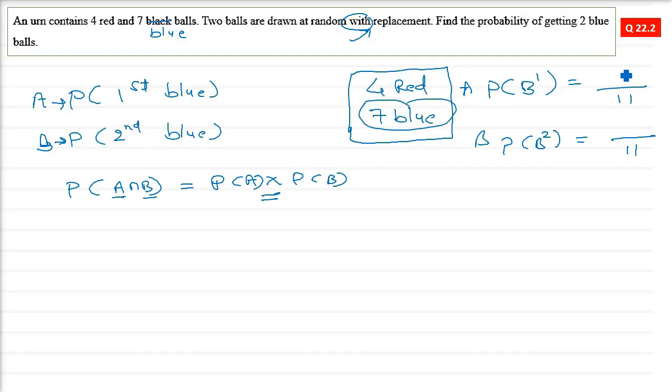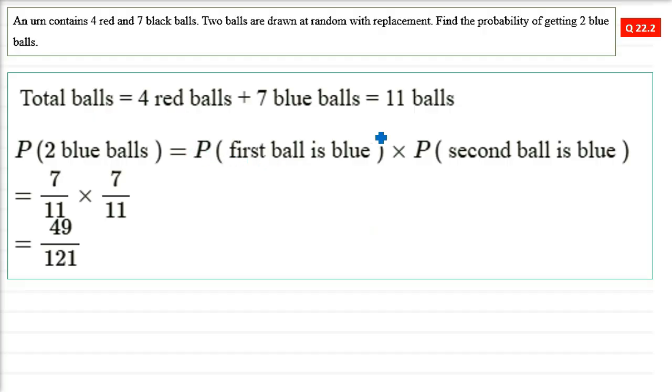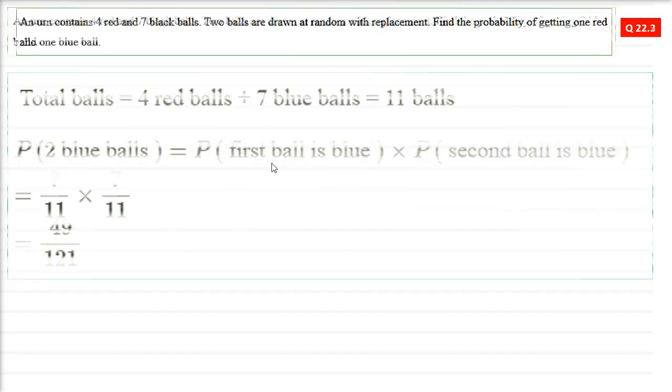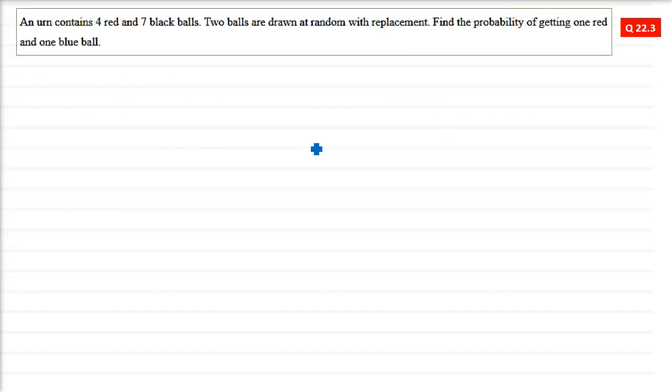So total number of cases is 7 plus 4, that is 11, and total number of favorable cases are 7 and 7 in both the cases because there are 7 blue balls. So PA comes out to be 7 by 11 and PB also comes out to be 7 by 11. So this becomes 49 by 121. Now this is how it will be done. So this is 22.1, 22.2 and now 22.3. That means this question will also follow the same scheme or same approach.